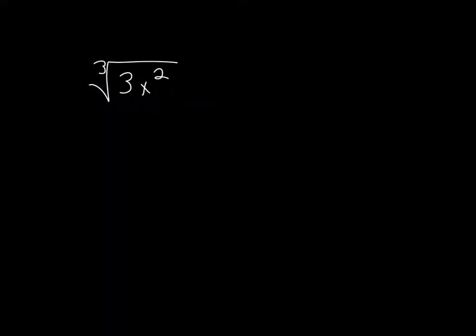Okay, let's look at another example here. The index is there for us. This time it's a 3. We don't have an exponent for the whole thing, so this time, again, we assume that's a 1. So, and here's my radicand.